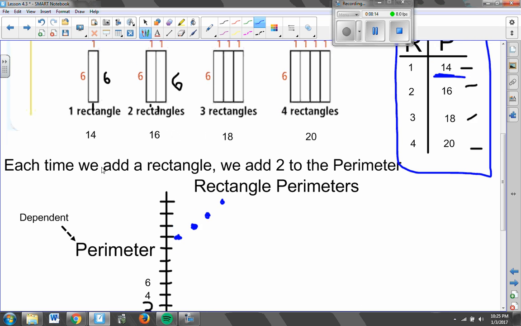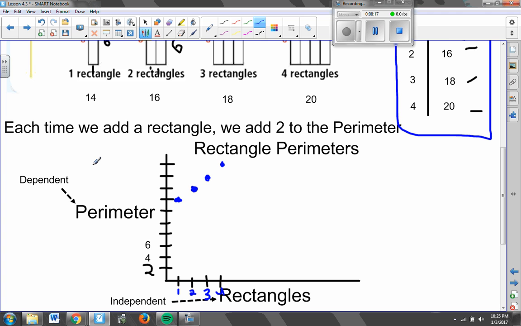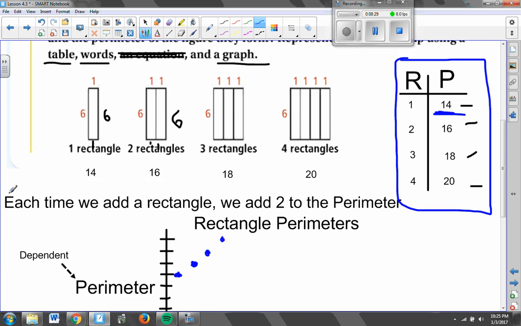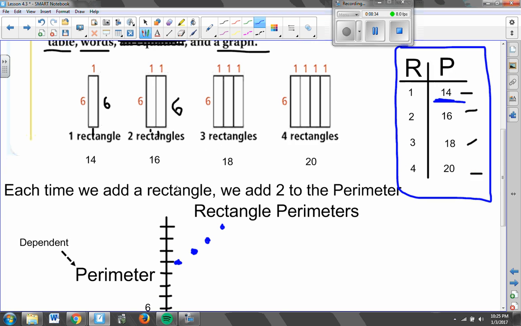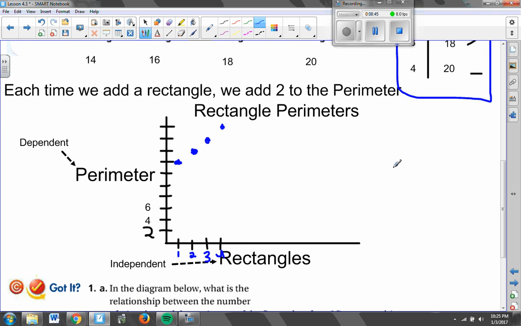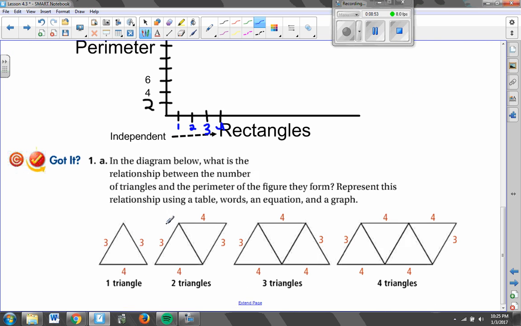So now hopefully we can see the 3 different ways that I'm representing this situation, this relationship. I have it in a table right over here where I talk about the rectangles and the perimeters. I have it in words right here. Each time we had a rectangle, we add 2 to the perimeter. We find the pattern in our perimeters. Then I show a graph where I just make a graph, 2 axes, put some numbers on there, and plot my points right from the table. Those are the 3 things that I'm expecting you to be able to do for many, many different situations or relationships.